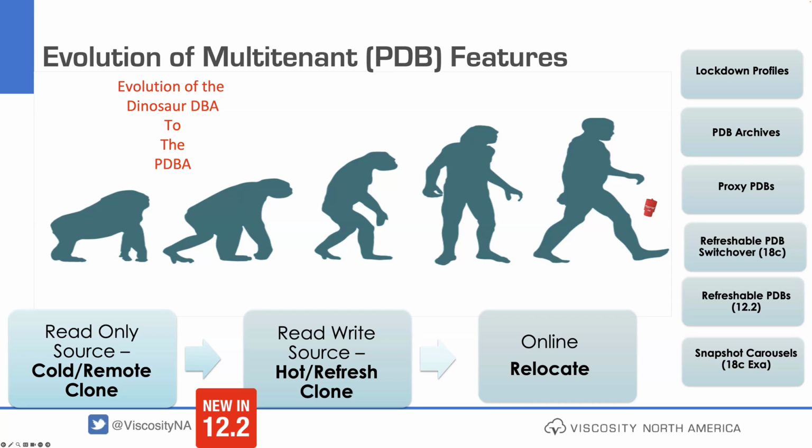Obviously, with refreshable pluggable database in 18c, Oracle gave us the capability to do a switchover at the PDB level. Prior to this, switchovers happened at the container level. Now we can do switchovers at the PDB level. The snapshot carousel, which is only available in Engineered Systems and cloud, allows us to create, leveraging refreshable pluggable databases, snapshots of refreshable databases. So it uses the thin cloning technologies, and we're able to create up to 7 snapshots of the refreshable pluggable database.